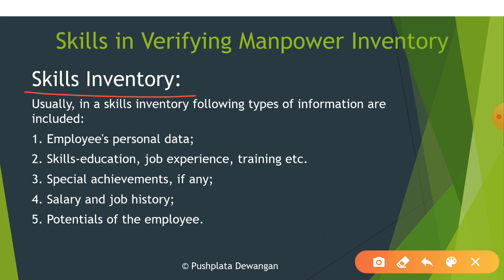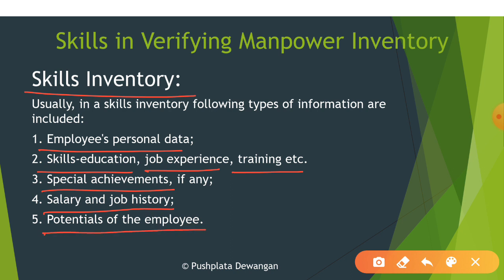This information generally includes the employees' personal data, skills and education of employees, their job experiences and training, special achievements of employees, salary and job history of employees, that is the past salary or job history as well as the present salary and job history of employees, as well as the potentials of the employees.